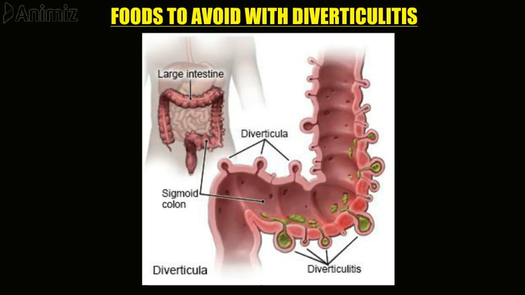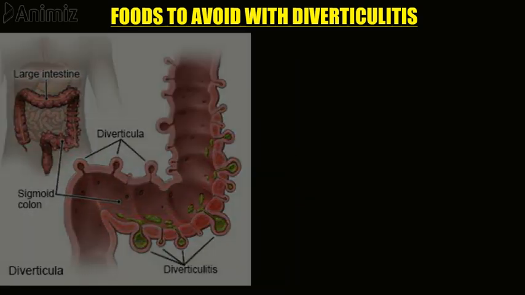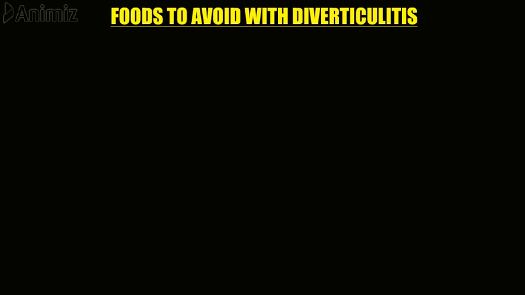Foods that are especially hard to digest can cause further inflammation, so it is important to be mindful of food choices if you have been diagnosed with diverticulitis. Here are some foods you should avoid if you have diverticulitis. Number 1. High FODMAP foods.